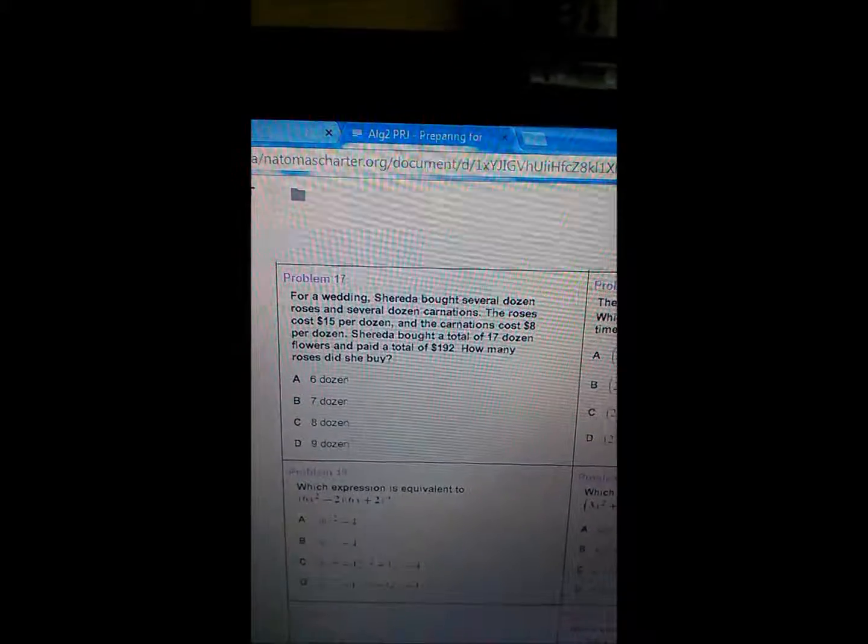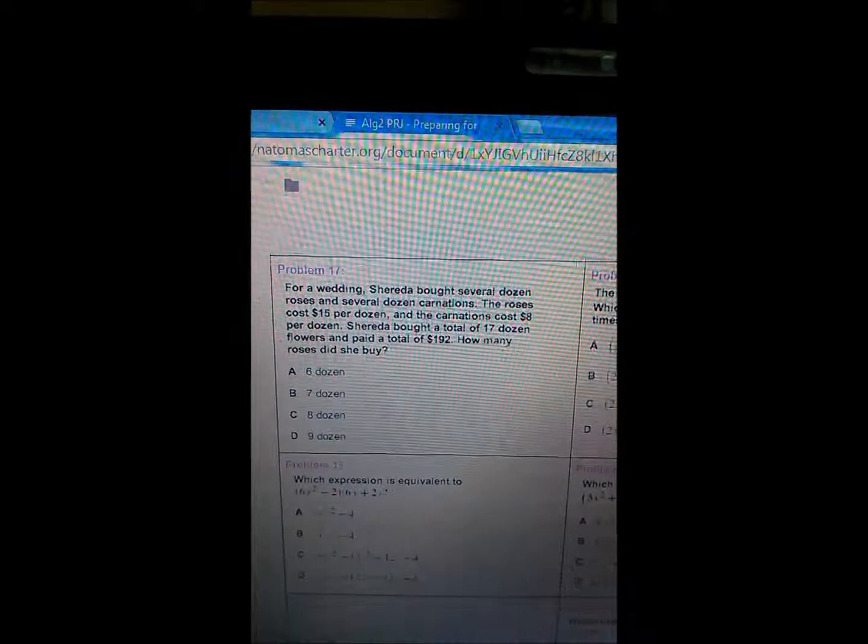Okay, so for number 17 of part 2, it says, for a wedding, Sharita bought several dozen roses and several dozen carnations. The roses cost $15 per dozen, and the carnations cost $8 per dozen. Sharita bought a total of 17 dozen flowers and paid a total of $192. How many roses did she buy? So your choices are A, 6 dozen roses, B, 7 dozen roses, C, 8 dozen roses, and D, 9 dozen roses.